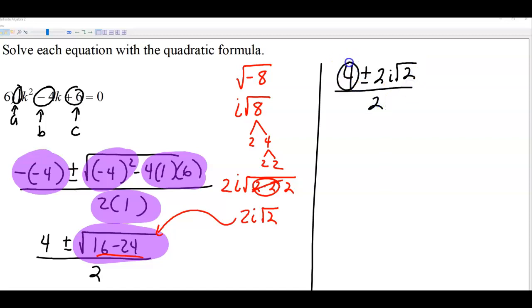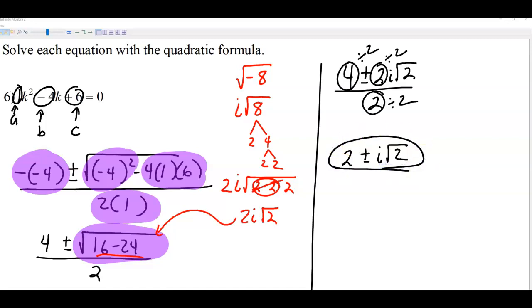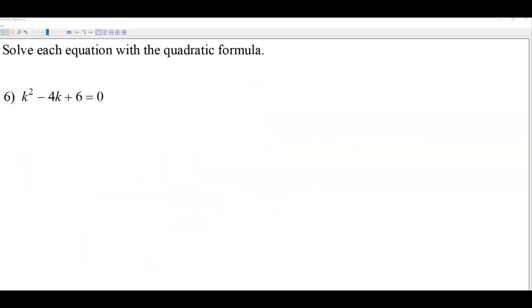And once again, we want to reduce if possible, and we can. I can reduce all of these by 2, which gives me 2 plus or minus 1i. So we can just put i over 1, which means we don't really need to put the 1 on the bottom either. So there's our final answer there. Imaginary answer. That means there is no solution for k that's a real number. You only get imaginary answers.